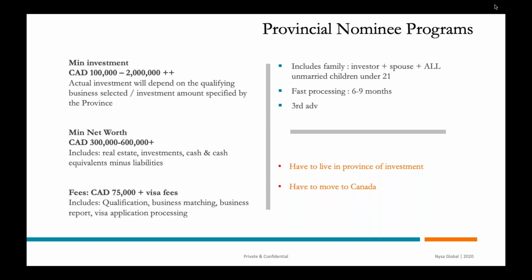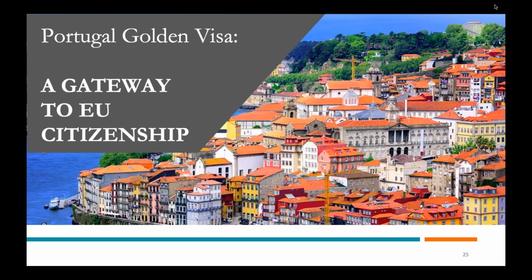Again, it varies for different provinces and different programs, and expect associated fees in the range of about 45 to 75,000 Canadian dollars. It includes spouse and children under the age of 21, and we expect people to be able to be in Canada within 6 to 9 months of starting this process.